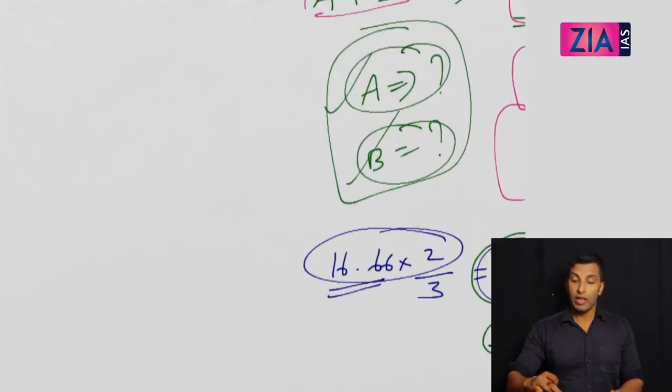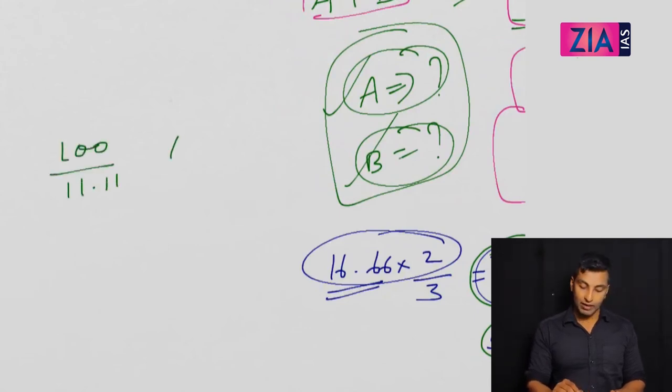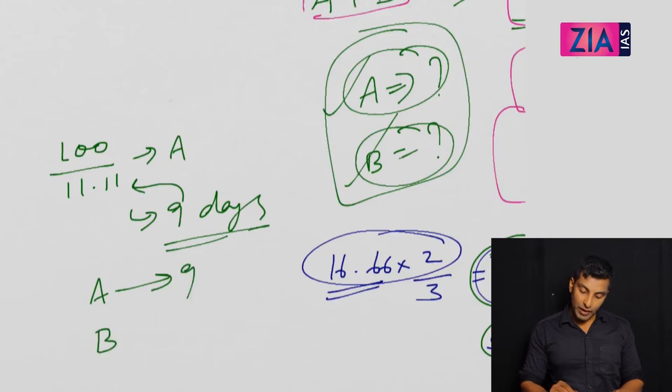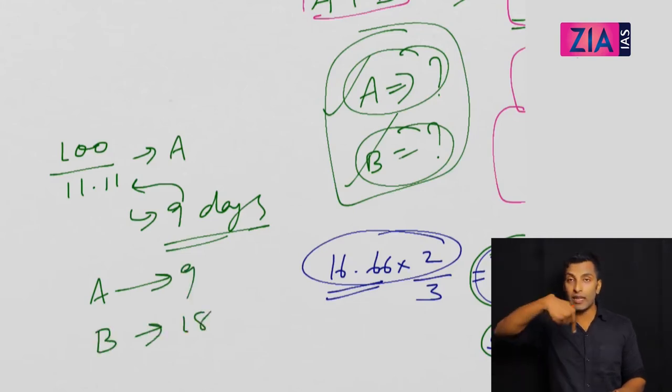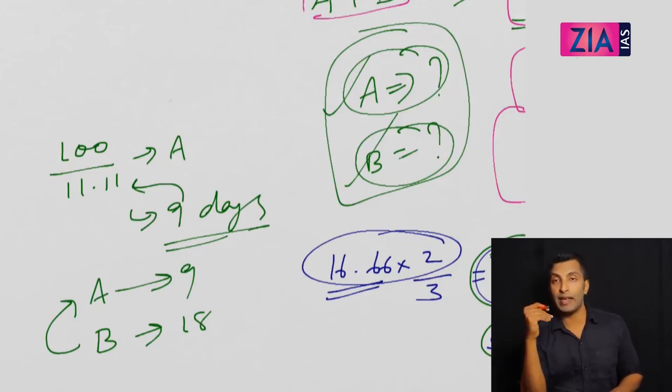Now, if A alone is working, how many days will it take? That is 100 by 11.11. That many days A will take, and that is crystal clear. That is 9 days, right? Because 9 into 11.11, you will get 99.99, that is 100. So how many days will B take? If A is 9, B will be 18, because we know the relation, A is twice as efficient as B. So if B takes 18 days, A will take 9, or if A takes 9 days, B will take 18.